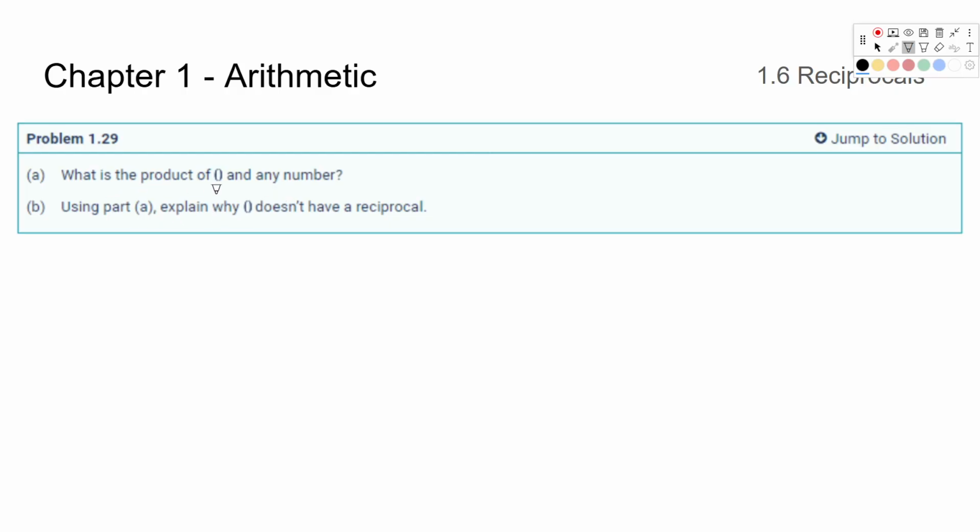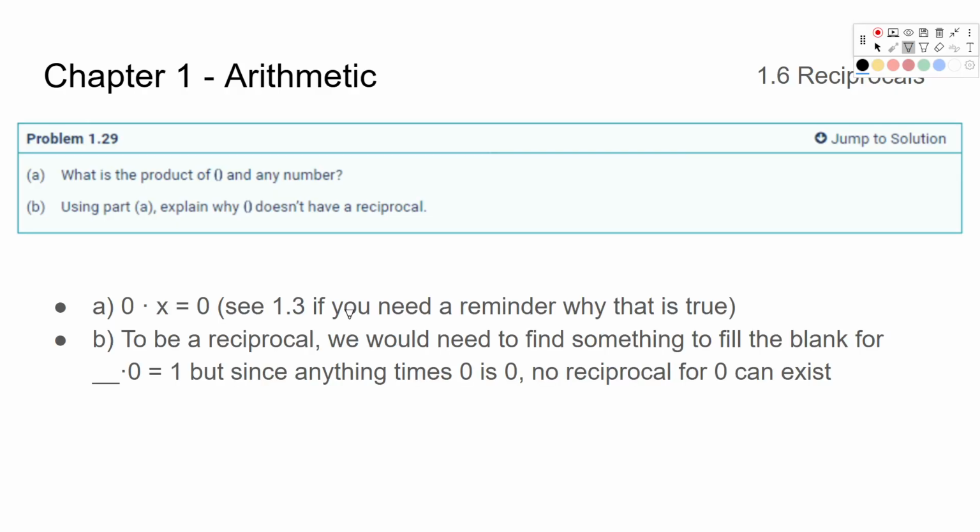So what is the product of 0 and any number? And then using part A, explain why 0 doesn't have a reciprocal. We kind of just talked about that, but go ahead and see if you can come up with your own answer. All right, so again, if you do 0 times x, you're going to get 0, because 0 times any number is going to be 0. We talked about that in 1.3, and again, you probably already knew that before this course.